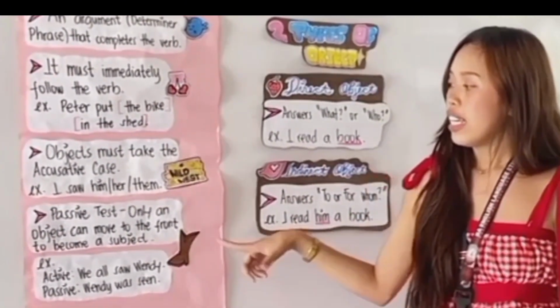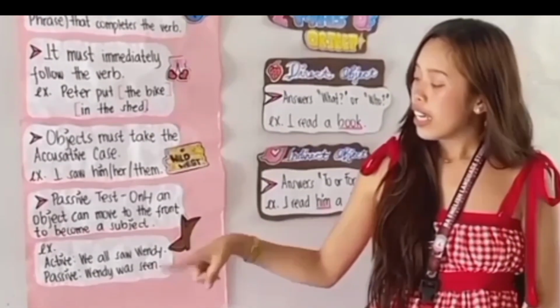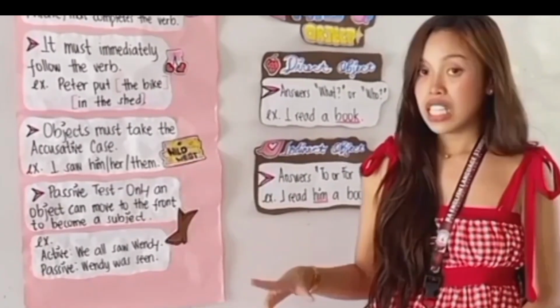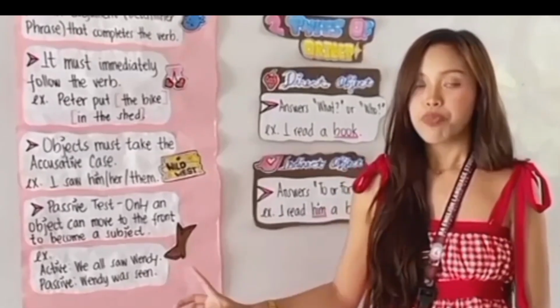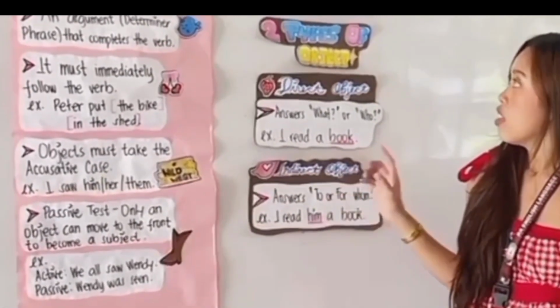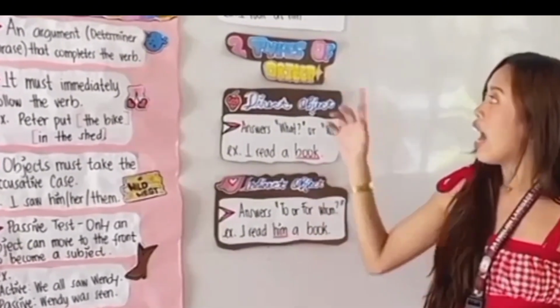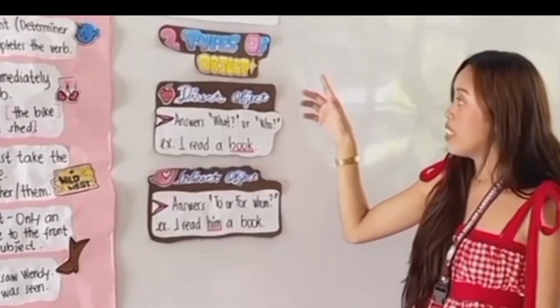And second, it can passivize. From the active form, when it follows the SVO order, to make it passive, we make it OVS, so the object moves to the front. And objects will not only follow verbs, they also follow prepositions. For example, I look at him. So, at is our preposition, and him is our object.